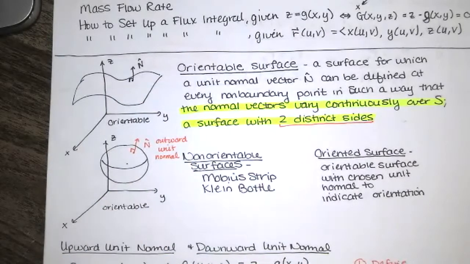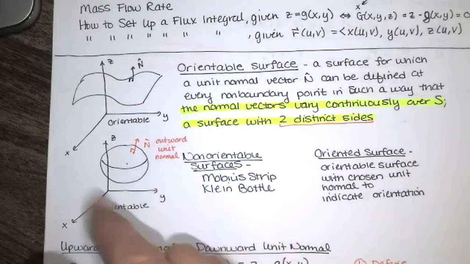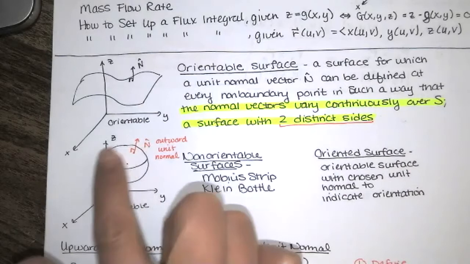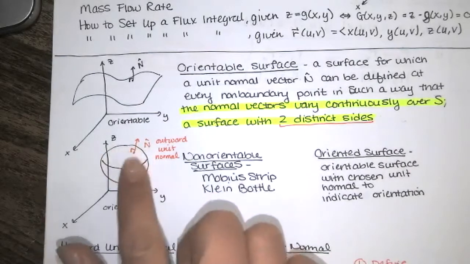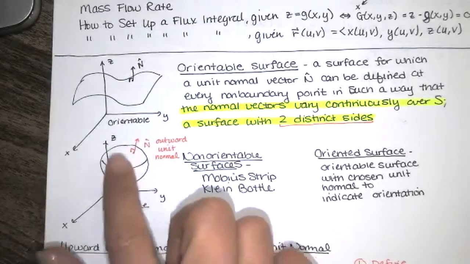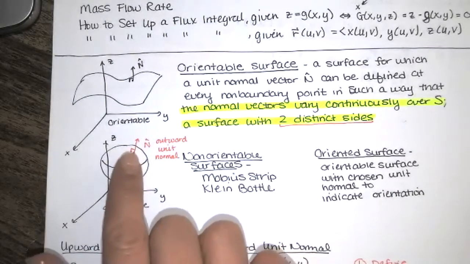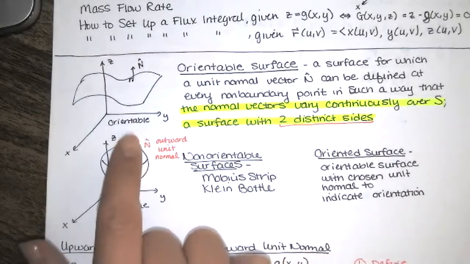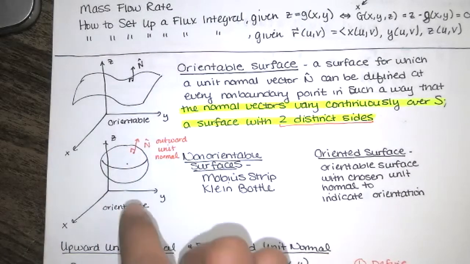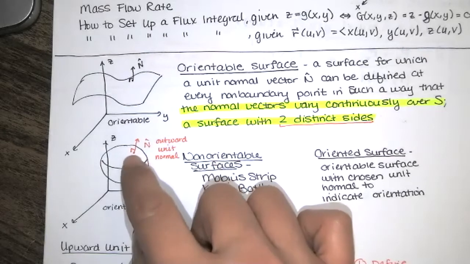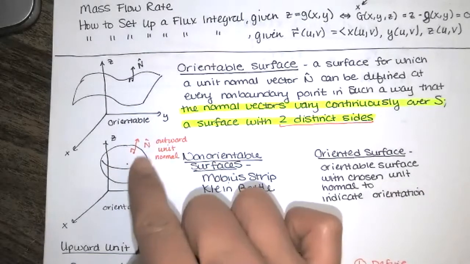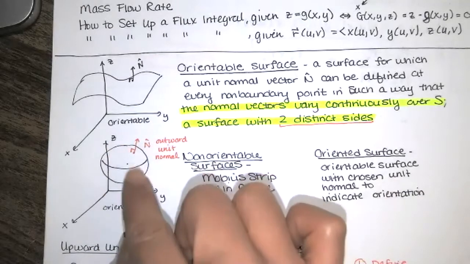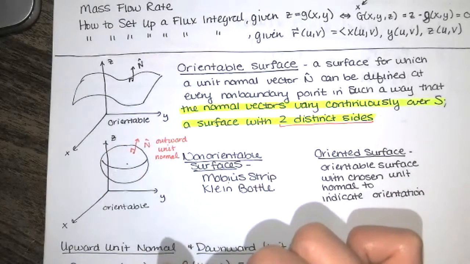This is also orientable. Closed surfaces are orientable. It has an outside and an inside. The surface on the outside, that's the surface that's closest to us. We could put a unit normal vector on that that's pointing out. We could also orient the unit normal vectors in such a way that they were all pointing in. But it definitely has an outside and an inside with that closed surface.